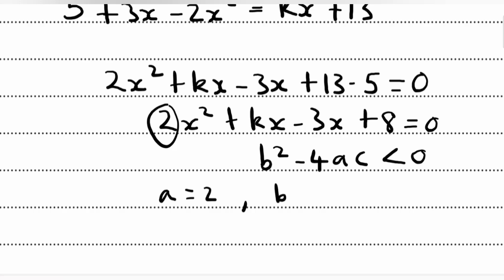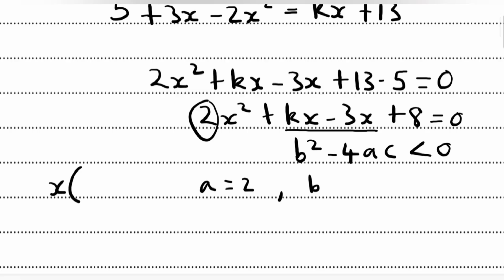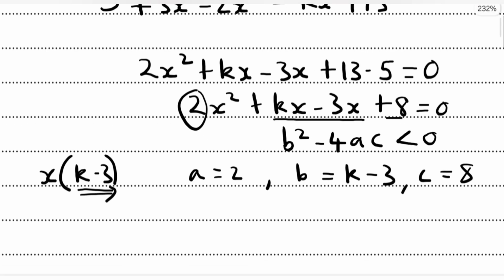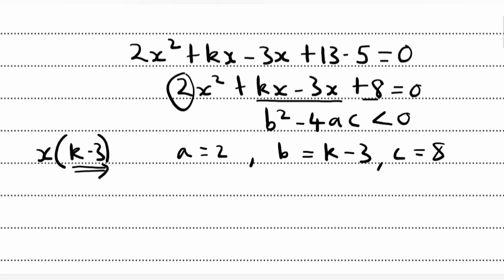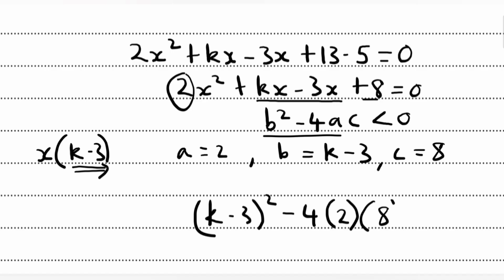But for our b now, we need to factor out x here, because our b is the coefficient of x, right? So factoring out x there, we can see that it will be x, right, k minus 3, like that. So k minus 3 will be our b, right? And our c will be straightforward, that's our 8, right? Now putting these in our discriminant here, we get k minus 3 squared minus 4, our a, which is 2, then our c, which is 8, right?